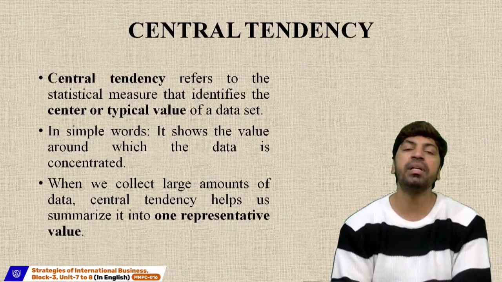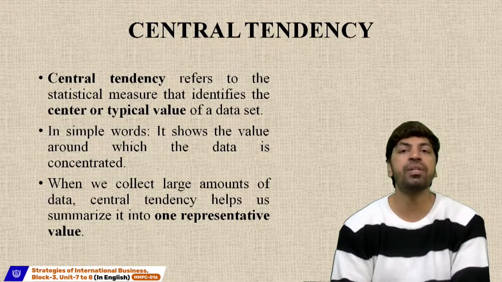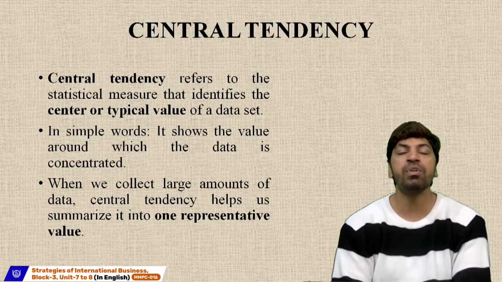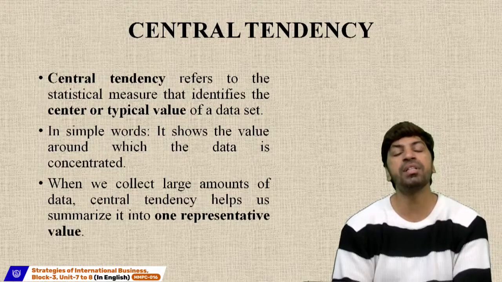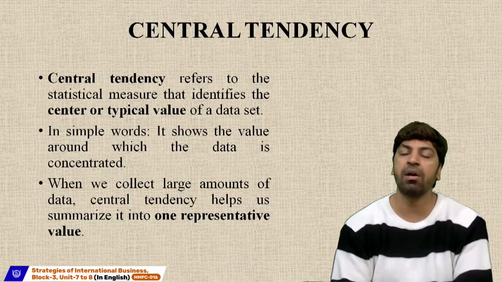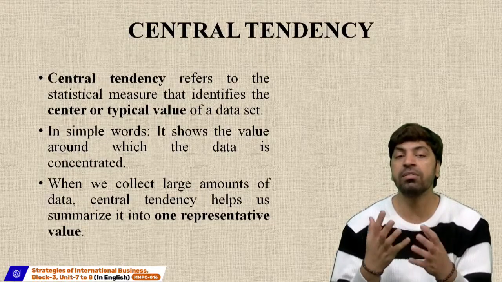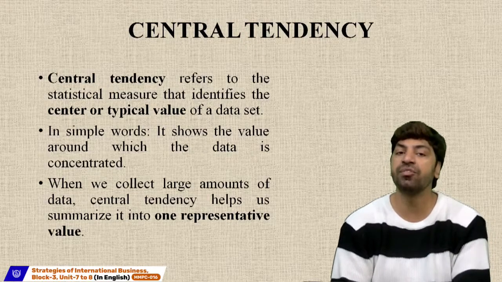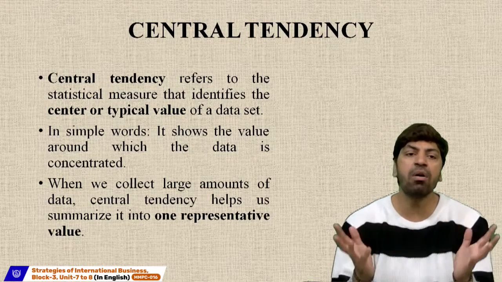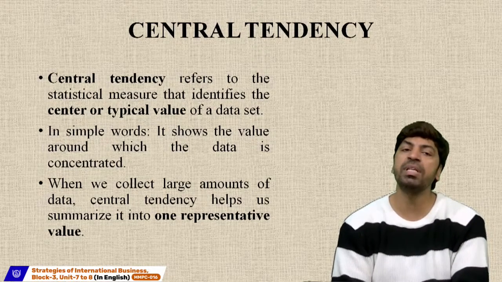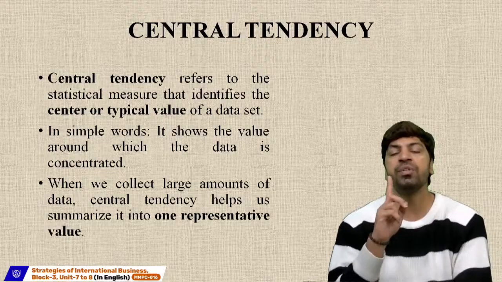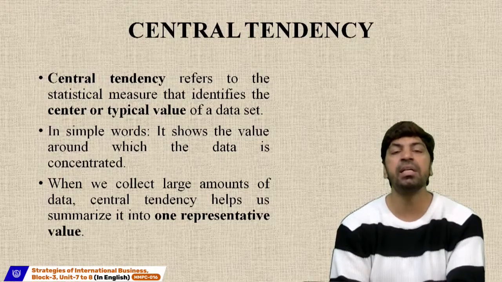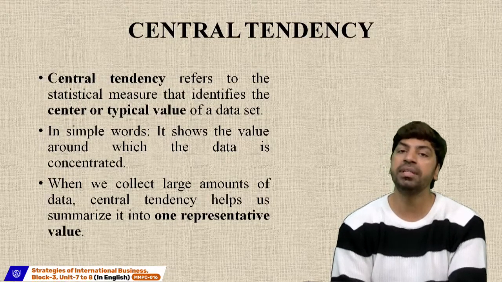Now we can come to the next concept, which is called central tendency. Central tendency is a statistical measure which identifies the center or the typical value of a data set. In other words, it shows the value around which the data is more concentrated. When we collect a large amount of data, central tendency helps to summarize it into one representative central value of the data set.